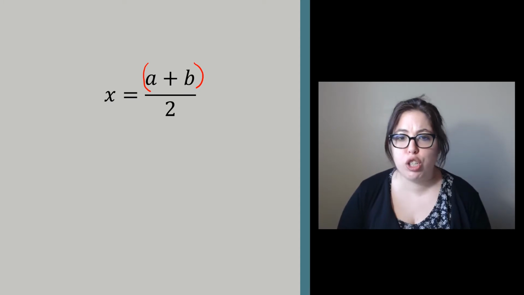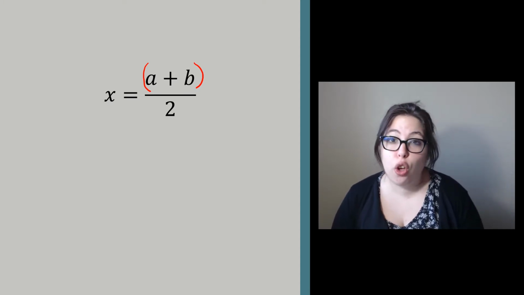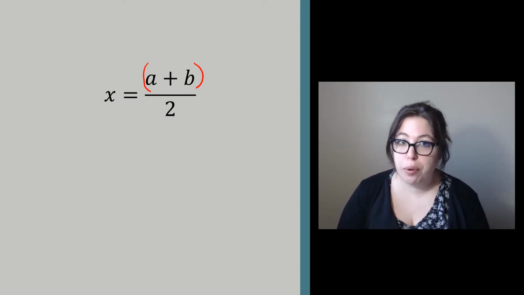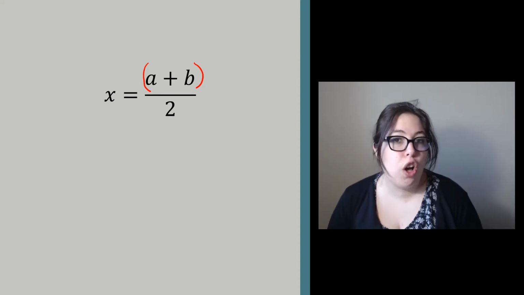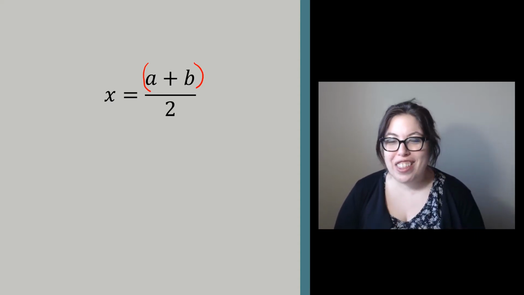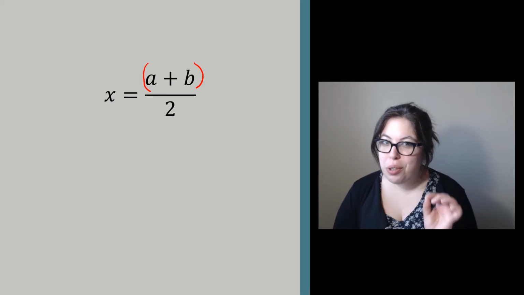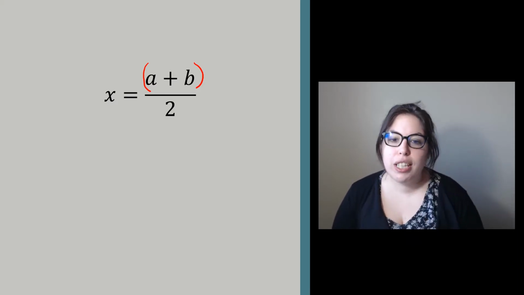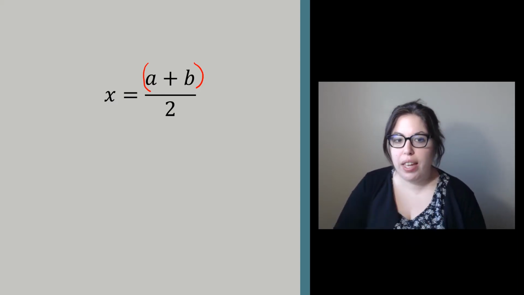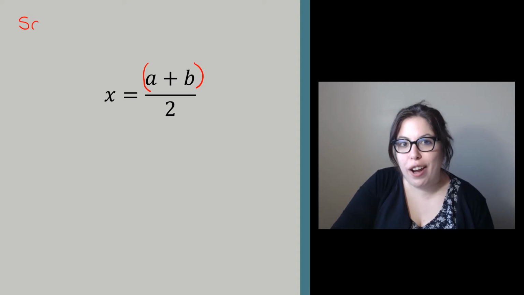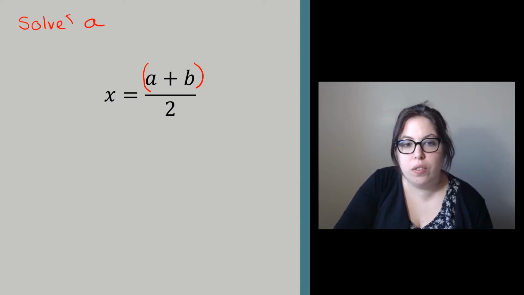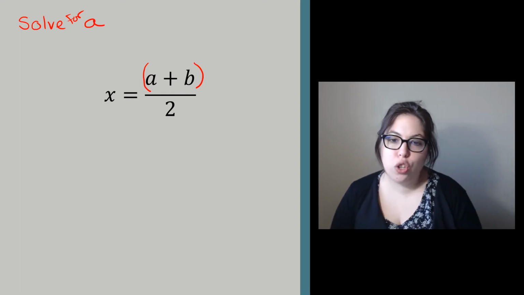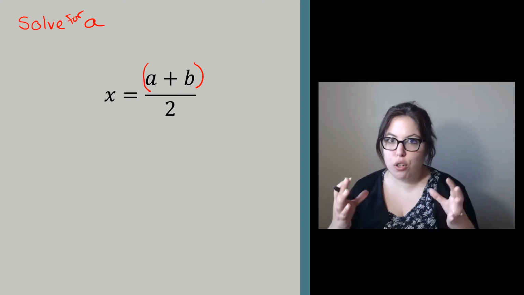The first way I'm going to solve this is using opposite operations. The next way I'm going to solve it is with a proportion, and then you can choose the method that you like the most. So I look at this parenthesis first as one thing. We're going to solve for A, and the next one we'll solve for B. All right, so I look at that parentheses first as one thing.